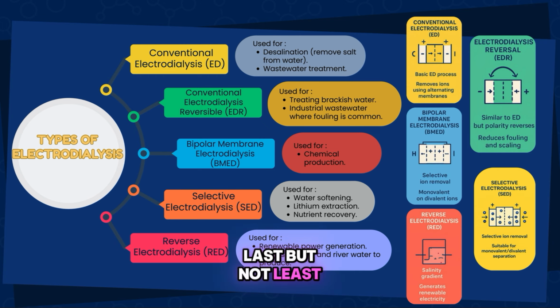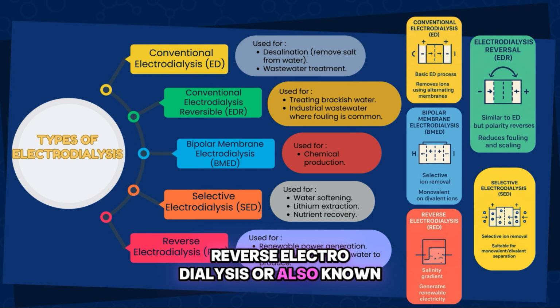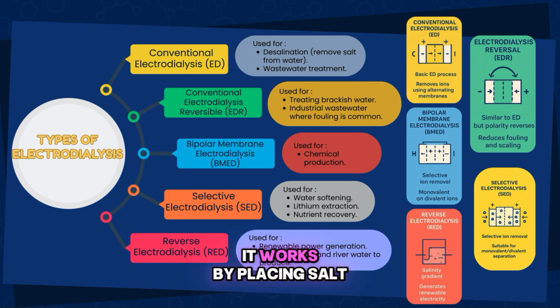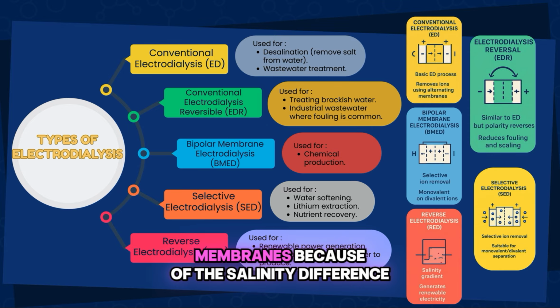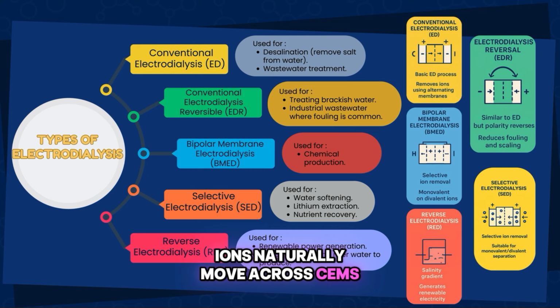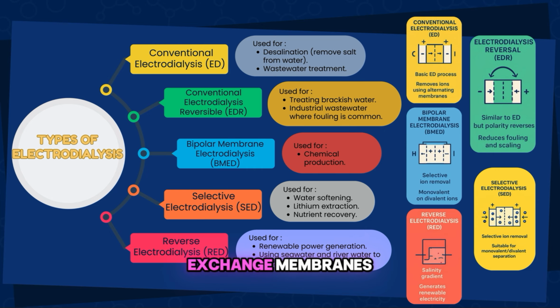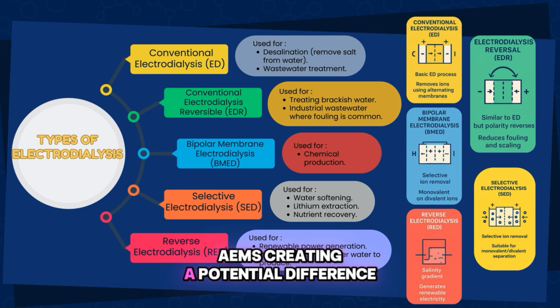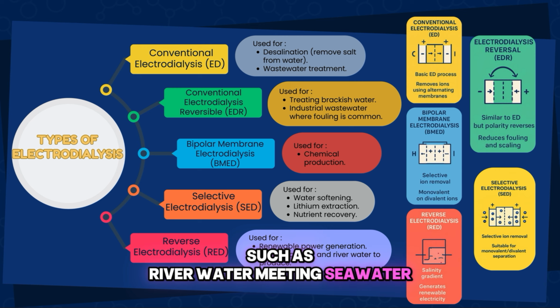Last but not least, reverse electrodialysis, or also known as RED. It works by placing salt water and fresh water on opposite sides of alternating membranes. Because of the salinity difference, ions naturally move across CEMs, cation exchange membranes, and AEMs, anion exchange membranes, creating a potential difference. This voltage is harvested to produce renewable electricity. RED is mainly used for power generation using salinity gradients, such as river water meeting seawater.